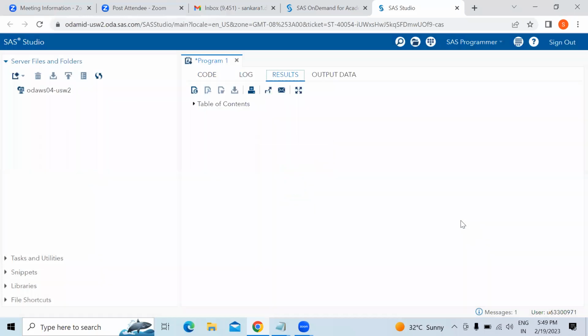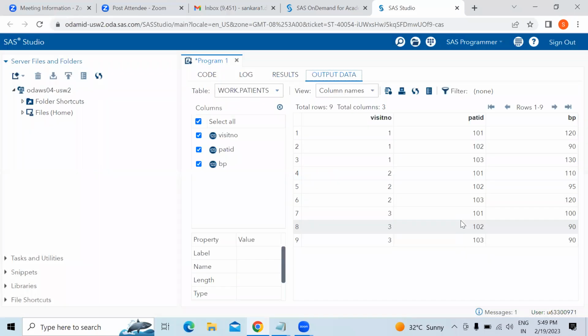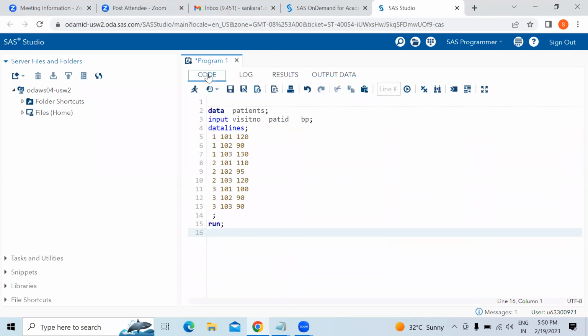I just run this. Data set created with visit number, patient ID, and BP. Here there are no character columns, all are numeric columns only. I'm going to sort this.